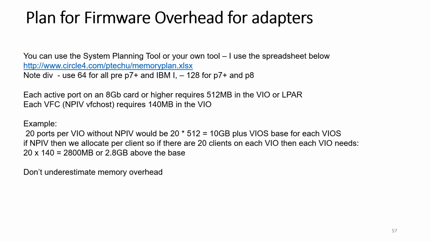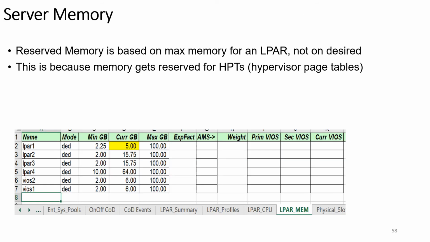We do need to plan for the firmware overhead for adapters. When people calculate their memory needs, they forget about firmware overhead. You can use a system planning tool or you can use your own tool. I use a spreadsheet where I basically add in all my cards and how many active ports there are and figure out what the overhead is going to be. And don't underestimate it because it can be high.